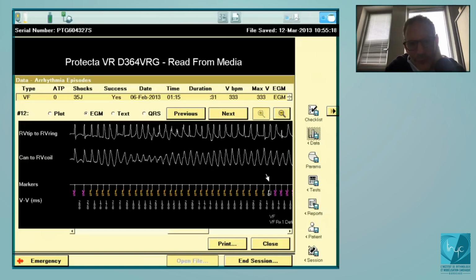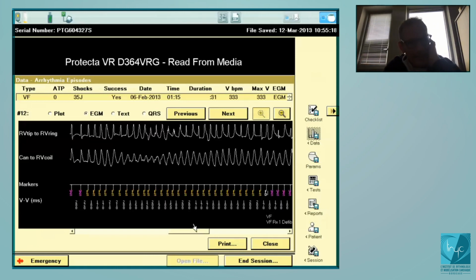So here you have a perfect detection. So you have more or less 30 consecutive cycles. And then you see the marker FD. It means that there is a detection of an episode of VF. So what has happened at this time?